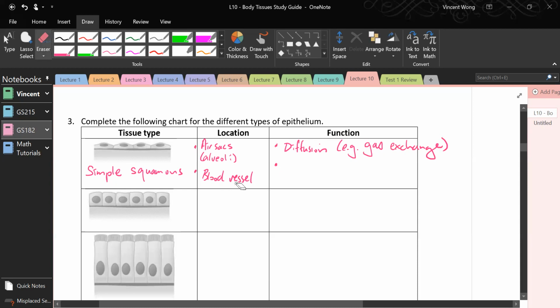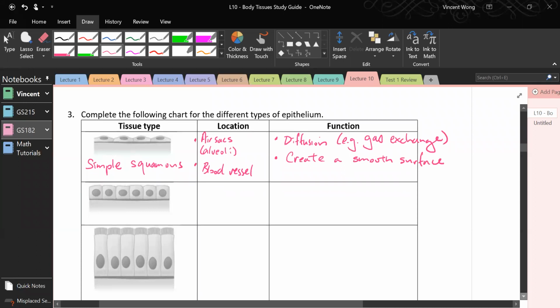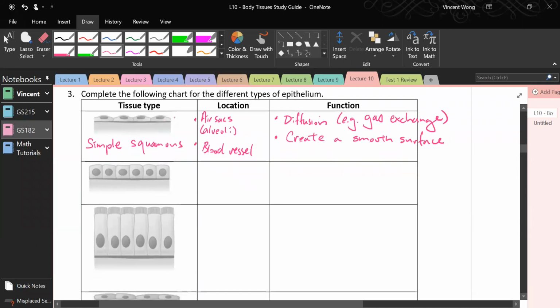And in terms of blood vessels, you will find it on the inside of the blood vessels, and they help create a smooth surface. You want a smooth surface whenever the blood is passing by, because otherwise the blood will clot. Blood does not like rough patches; it will clot. Next one, we have a single layer, so it's still simple. And these are little squares, like they are actually 3D. They're more like cubes. And so we call them cuboidal. Simple cuboidal.